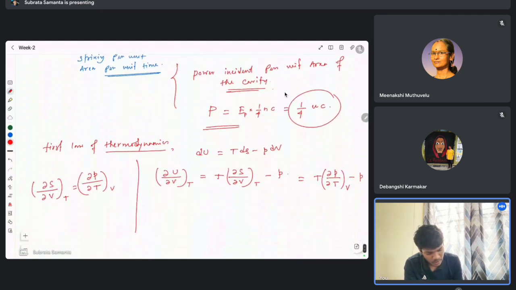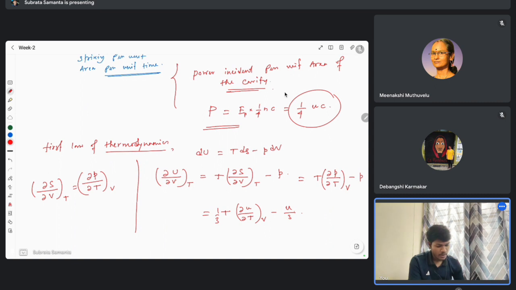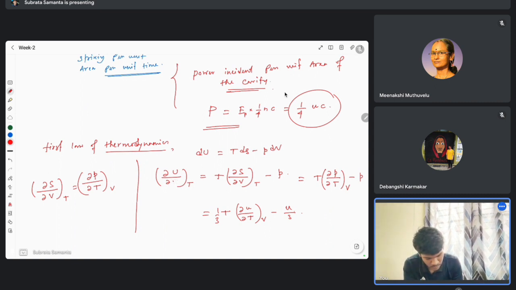Right? Just put it here that T times ∂U/∂T at constant volume minus pressure. Okay, P is equal to... And this ∂U/∂V, this ∂U/∂V at constant temperature is nothing but the energy density.